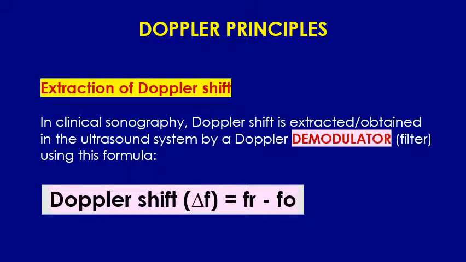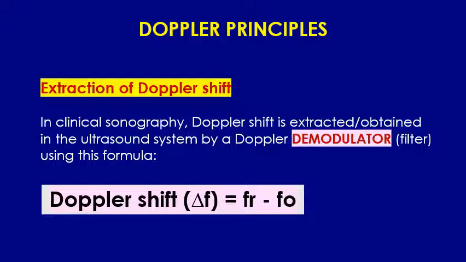The first step for this Doppler shift, as it is carried by the received frequencies, is that it is received by the transducer and then given to the Doppler receiver. In the Doppler receiver, there is a component or function called the Doppler Demodulator. What does it do? It obtains or extracts the Doppler shift. How is this done? As we know from the formula, Doppler shift equals the frequency received minus the frequency transmitted.